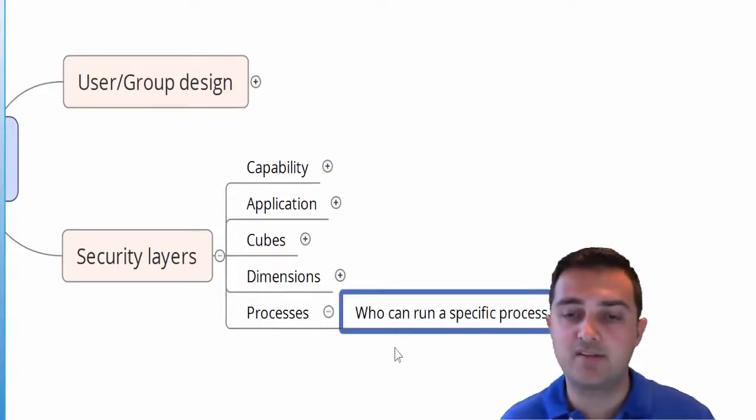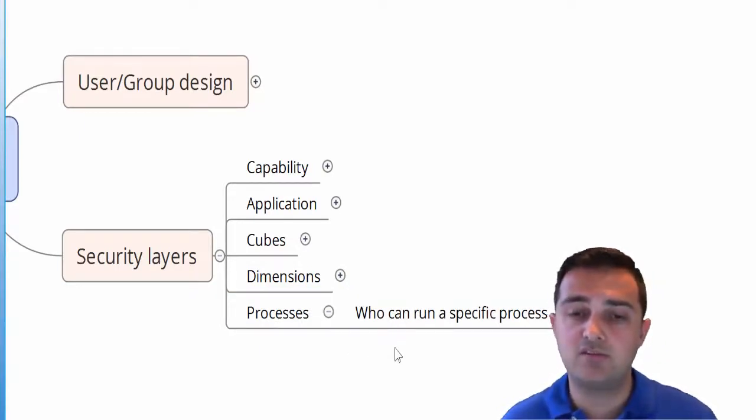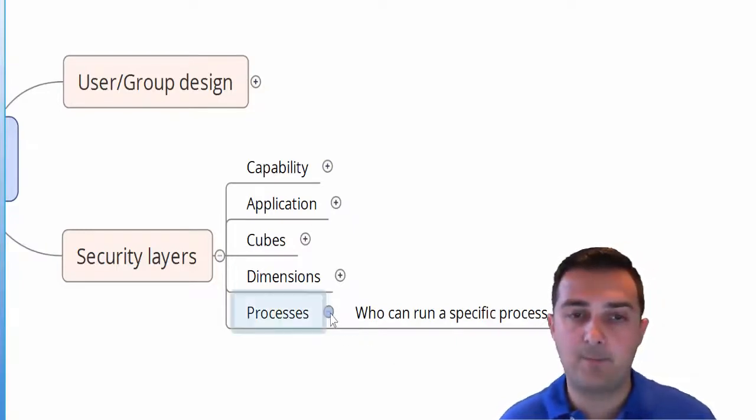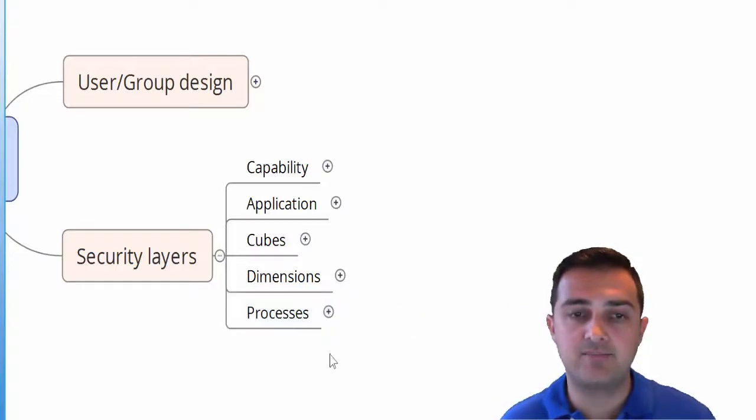Processes, who can run a specific process. We also talked about replication and chores, but those are less important around security. Those are really just copies of things.